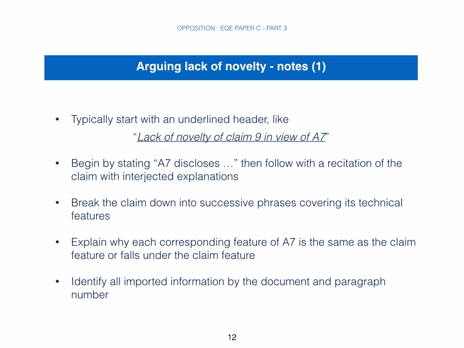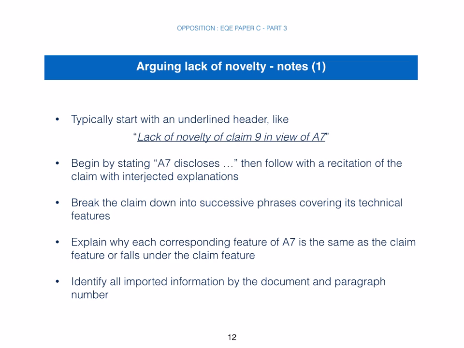The simplest organization then is that you write the attacks sequentially following your plan, listing your attacks against each claim. Novelty will be the first ground of attack, so we'll start with some notes on arguing lack of novelty. Typically, you can start with an underlined header, for example, lack of novelty of claim 9 in view of A7. Begin your argument by stating A7 discloses, and then follow with a recitation of the claim 9, in other words, with interjected explanations.